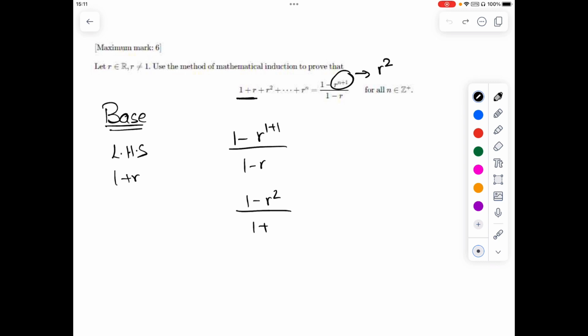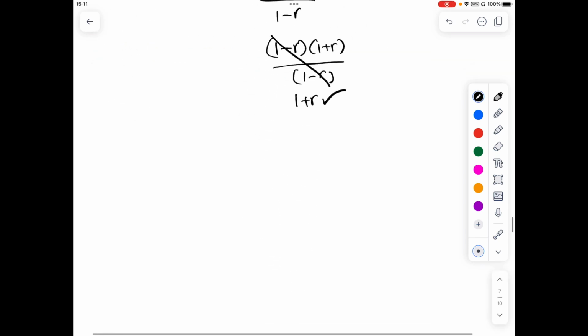So 1 minus r square upon 1 minus r. So 1 plus r times 1 minus r divided by 1 minus r. 1 minus r, 1 minus r gets cancelled, 1 plus r. So therefore sum to two terms is nothing but 1 plus r. So therefore it is true. Base case is true.